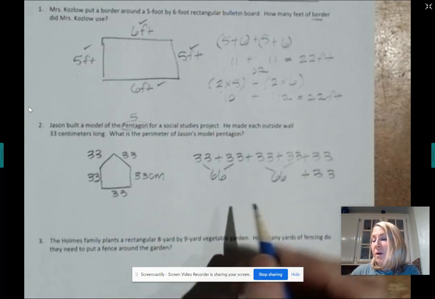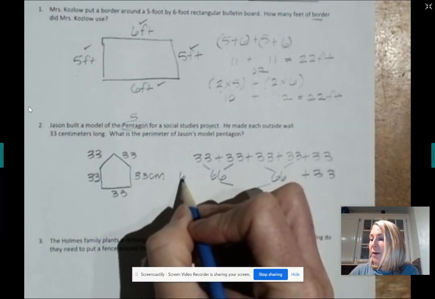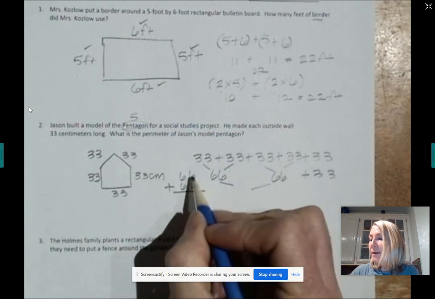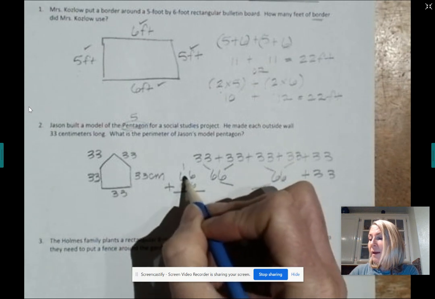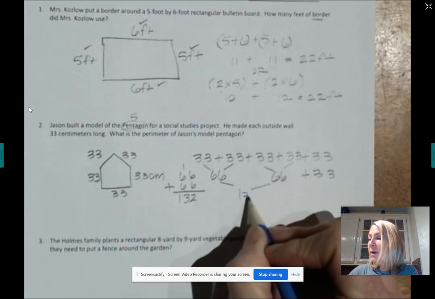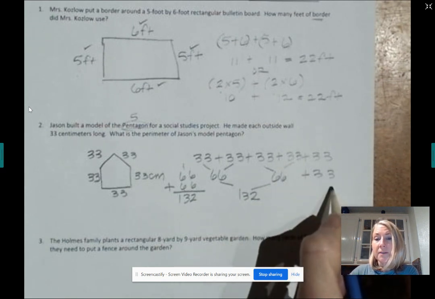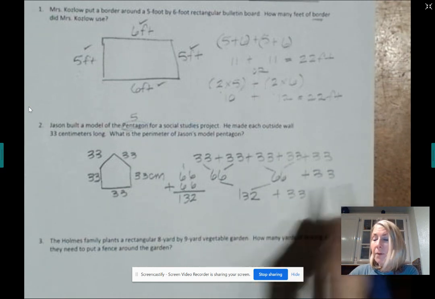Now I'm going to continue on. 66 and 66, I know it's going to require some regrouping, so I'm going to go ahead and add that up. I have 6 and 6 is 12, regroup my 10. I have 6 and 6 is 12 plus one more makes 13. Okay, so I've got 132. Now do not forget about this additional 33. It has not gone anywhere, and we have to make sure it's included in our perimeter.